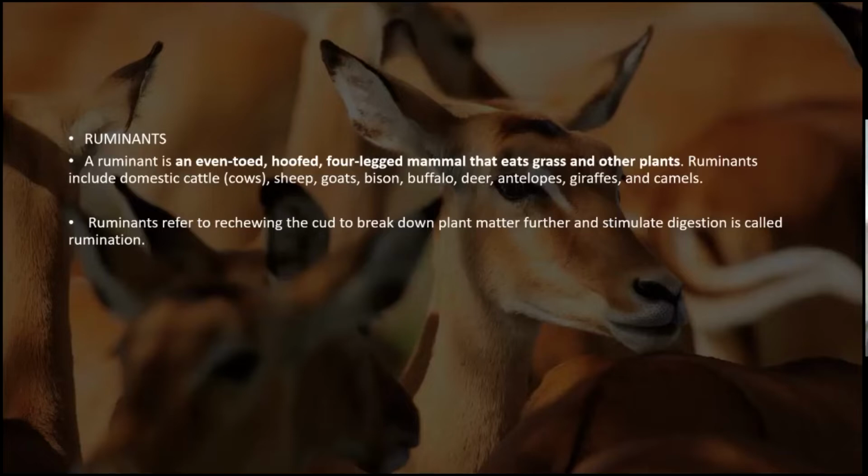Anyway, then we have antelopes. I don't know if they eat cantaloupes. But anyway, then we have giraffes and camels.